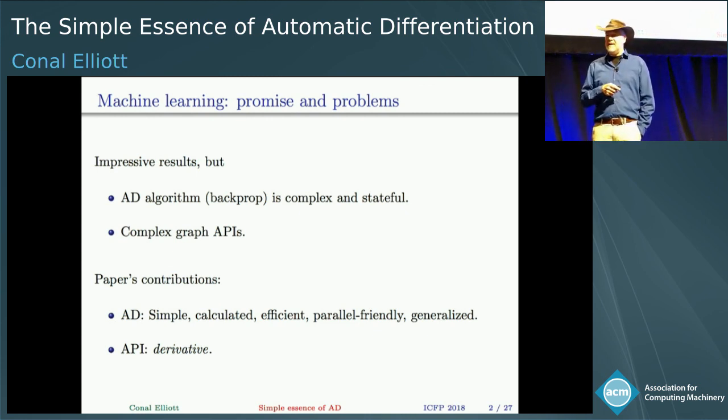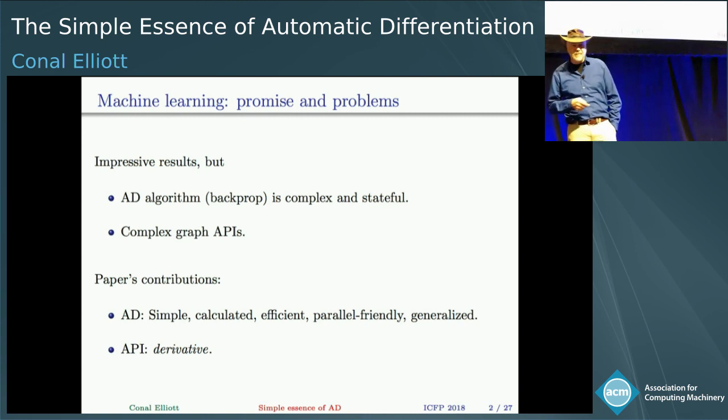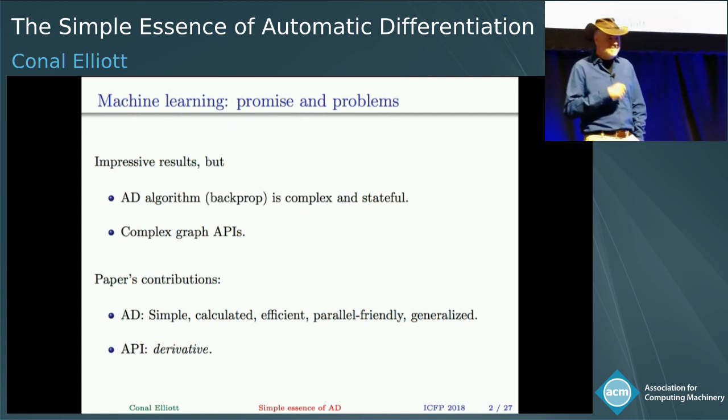The timer doesn't seem to be ticking. Should it be ticking down? Okay.